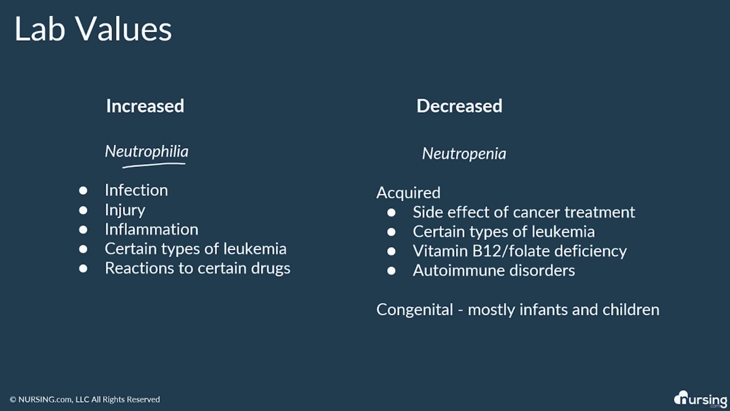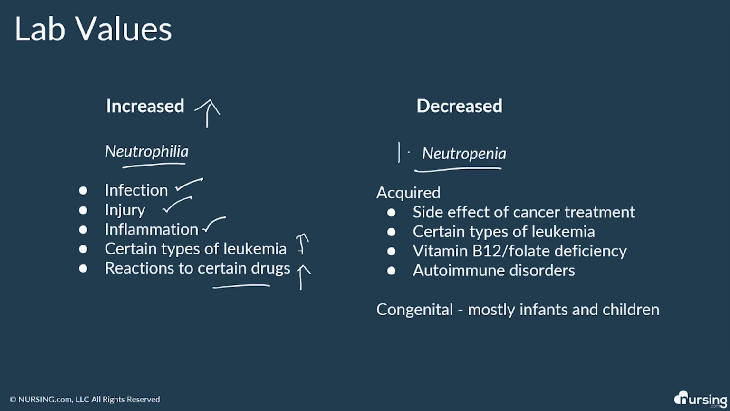Neutrophilia is the term used when the lab value for ANC is increased. Like we mentioned, if someone actually has an immune system, then the neutrophil count will be lots higher in times of injury, infection, and inflammation. Certain types of leukemia will actually increase the number of neutrophils, and also a drug reaction to certain drugs, just depending. And then you look over at neutropenia.